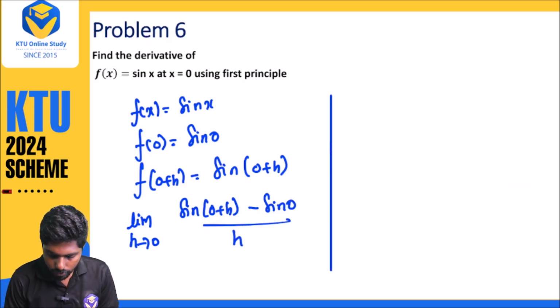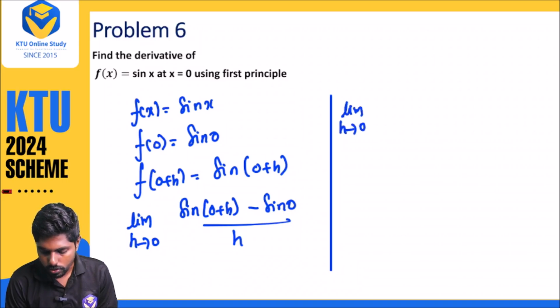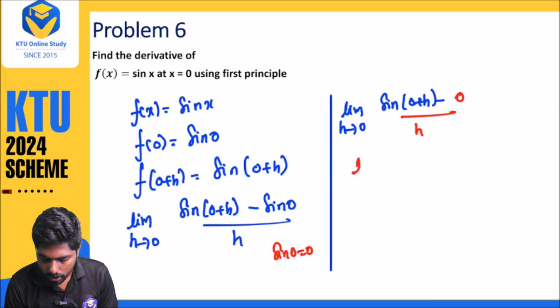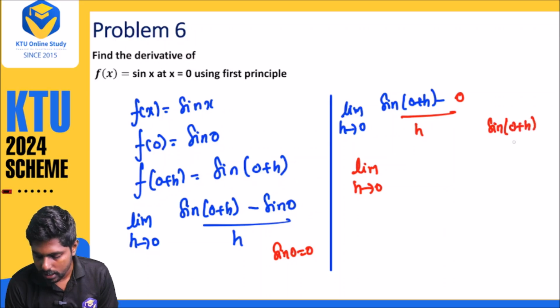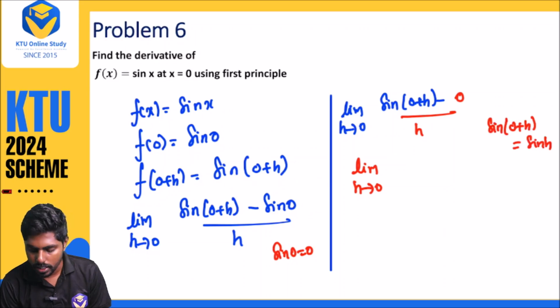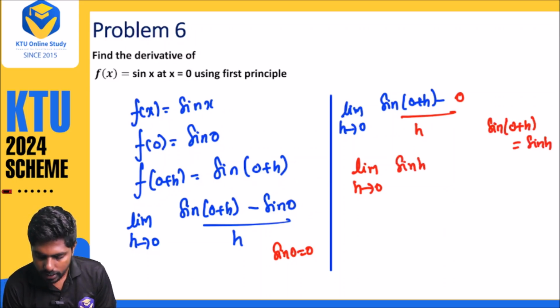When we apply the formula, we get limit h approaches 0, sin 0 plus h minus sin 0, and sin 0 is equal to 0, divided by h. Therefore limit h approaches 0, sin 0 plus h is nothing but sin h. So we will be getting sin h divided by h.